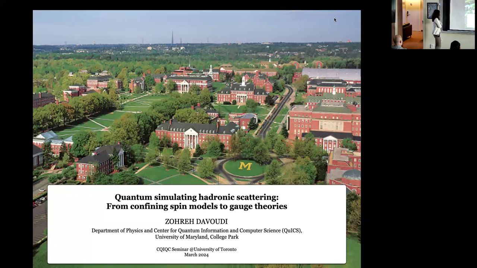So what I'm going to talk about is how to approach this problem, starting from very simple theories all the way to making our way into gauge theories of nature, gauge theories of the standard model of particle physics. And that's the ultimate goal. Okay, but we have to build the steps towards it.